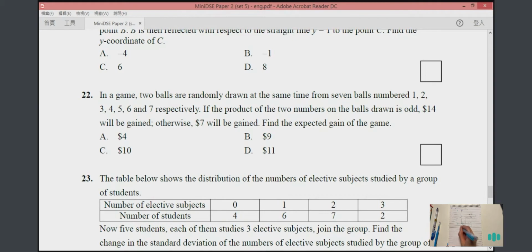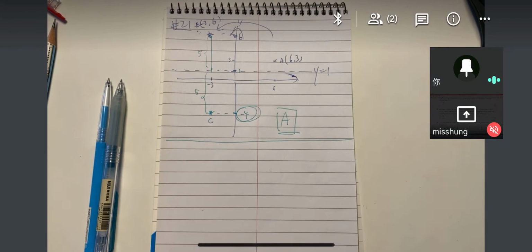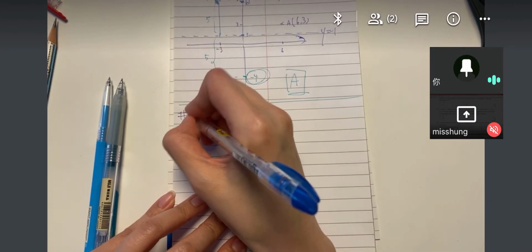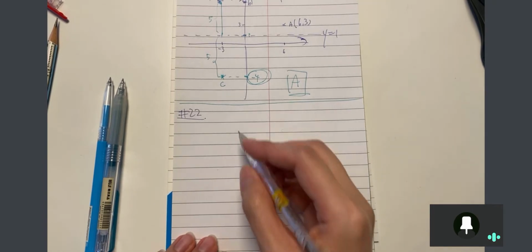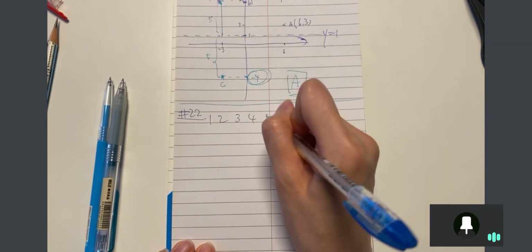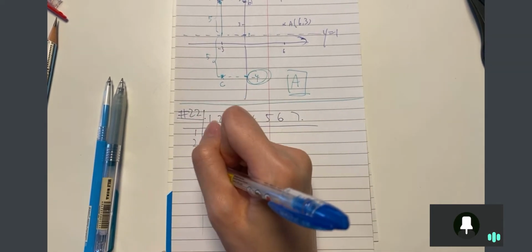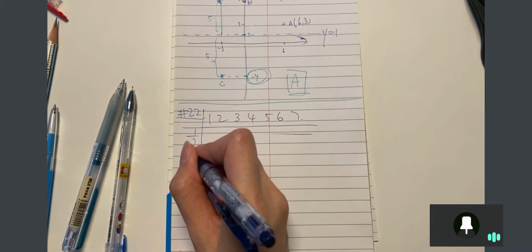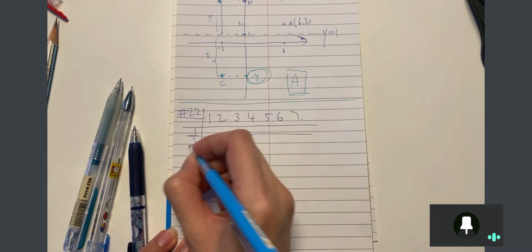Okay, so you need to find the probability of getting the odd number and the probability of getting the even number. So how to find out the outcomes? Maybe you can draw a table, which shows it clearly. Okay, 1, 2, 3, 4, 5, 6, 7, right? And then also 1, 2, 3, 4, 5, 6, 7. And then you draw a table in this way.